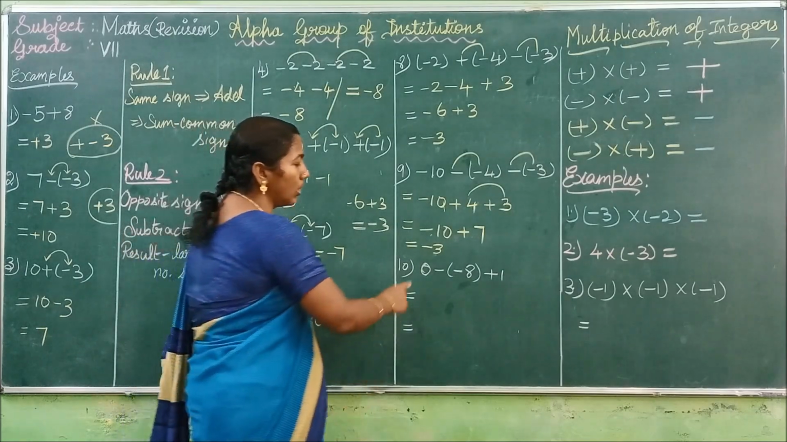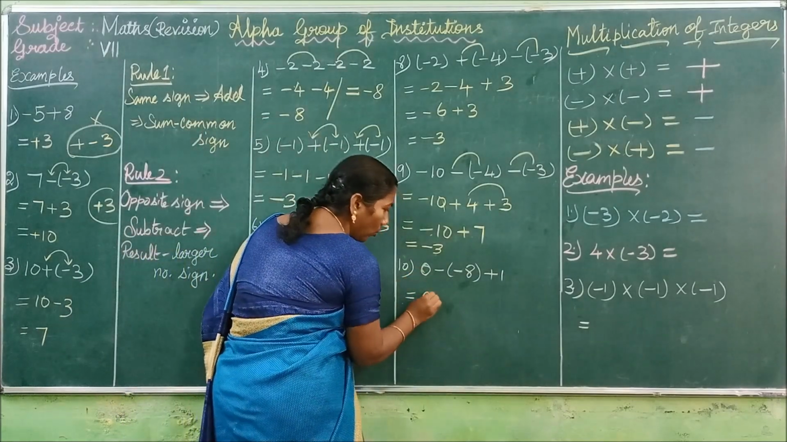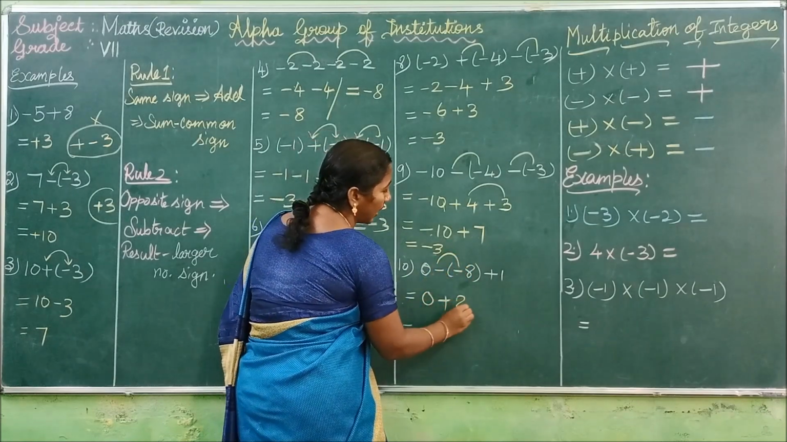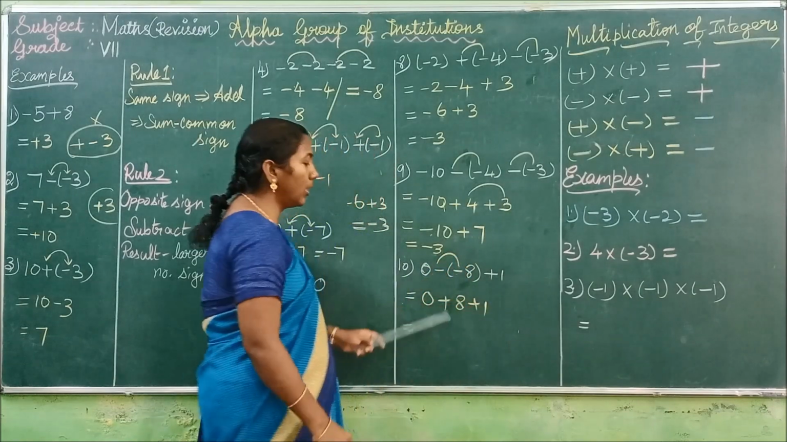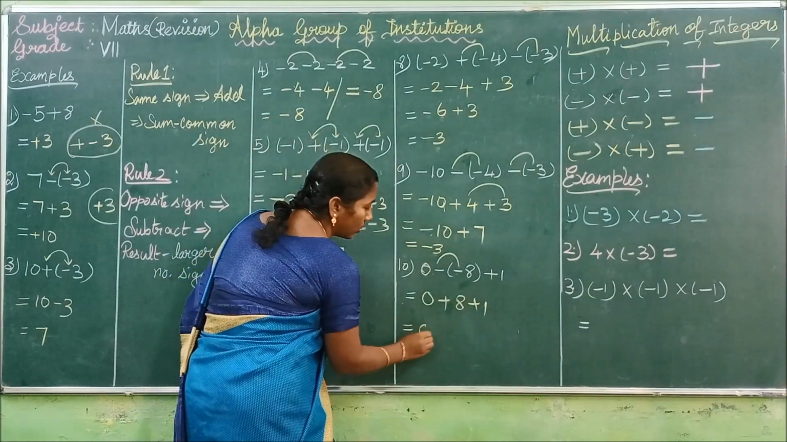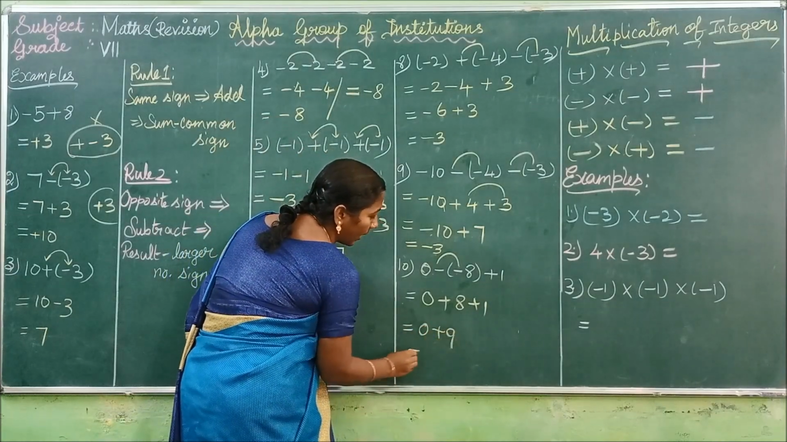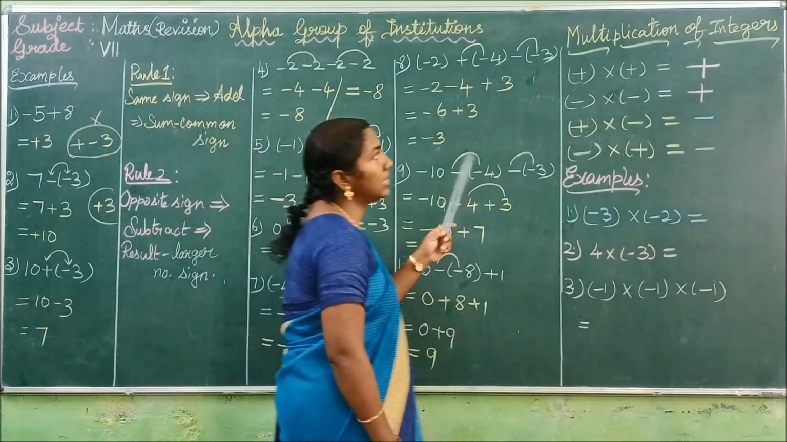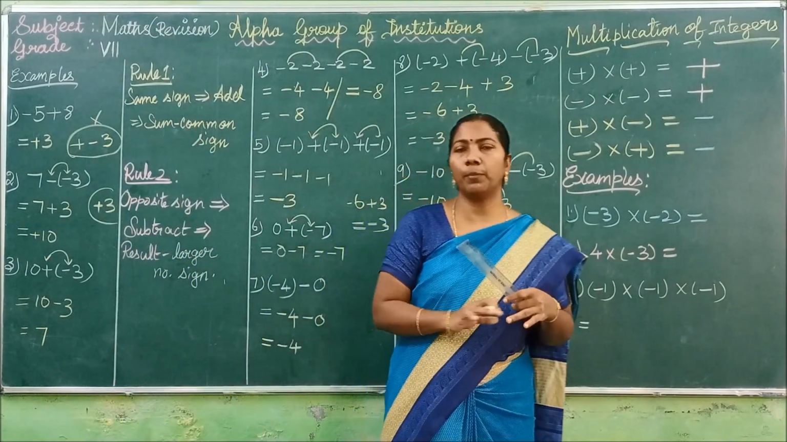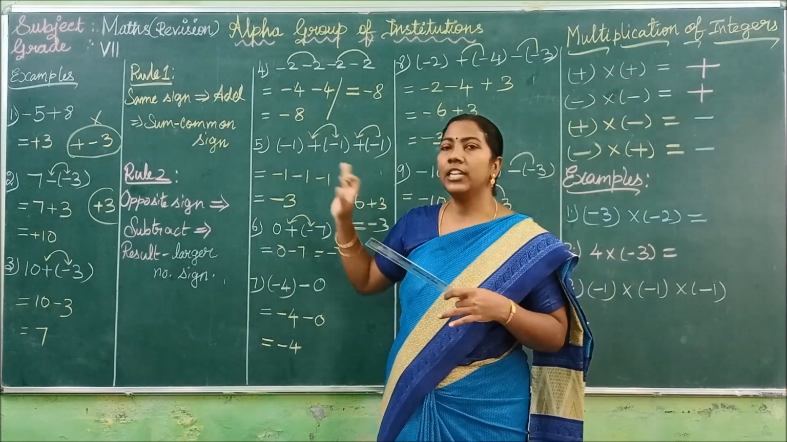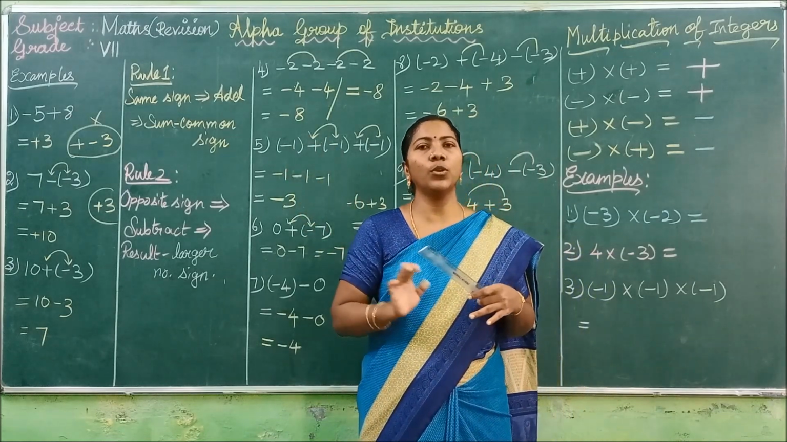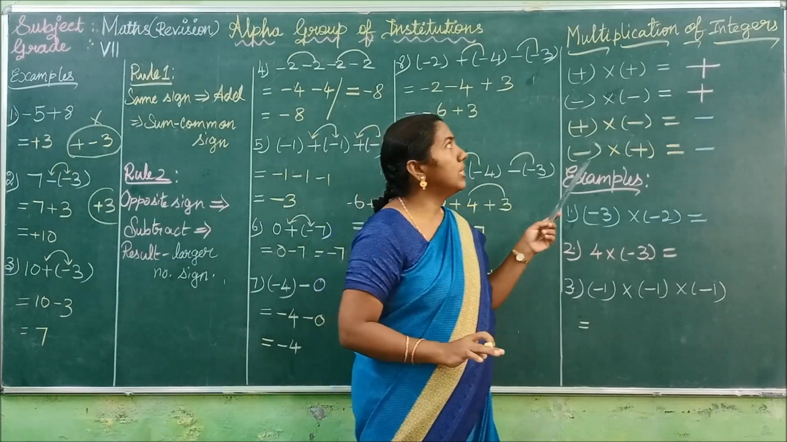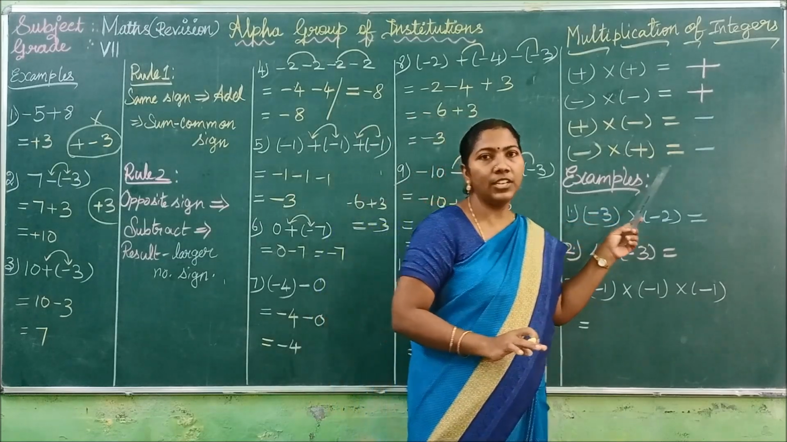See the next one. What is the first integer? 0. Multiplying the symbol inside and outside, minus and minus, plus 8 plus 1. So 8 plus 1, what is your answer? 9. So 0 plus 9, your answer is 9 only. Is it clear? See here, that's all we are seeing. There are plenty of examples for addition and subtraction of integers. I hope you are thorough in addition and subtraction. Okay. Next we are going to discuss multiplication of integers.